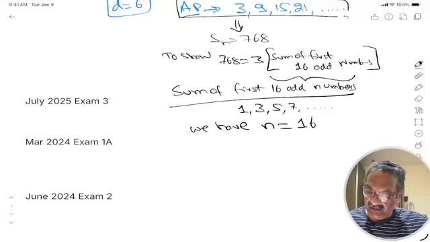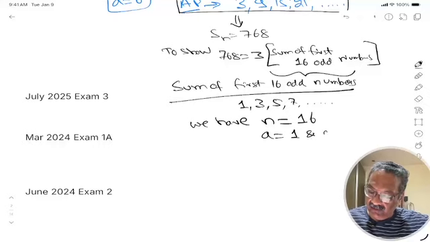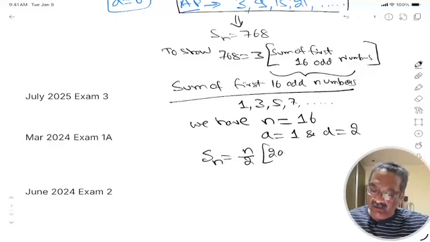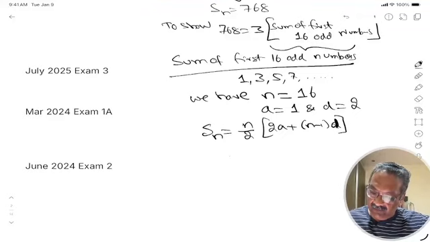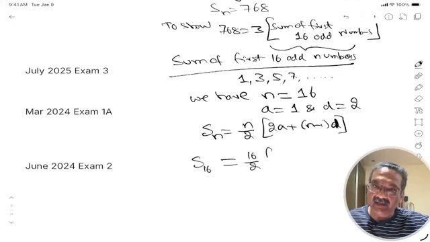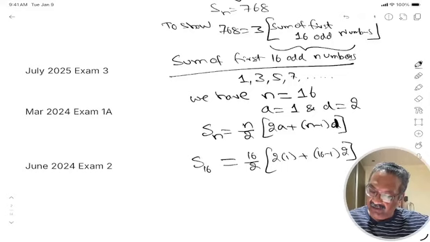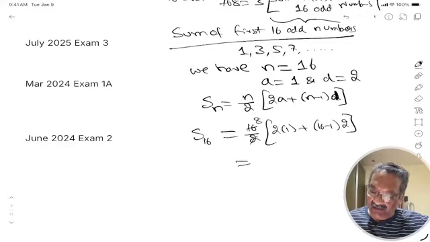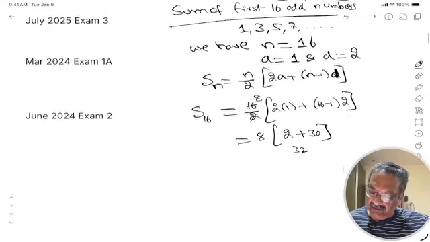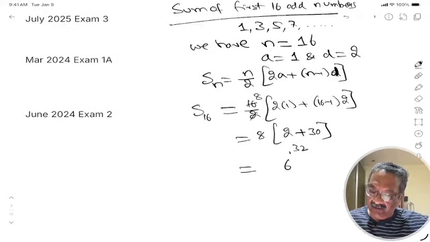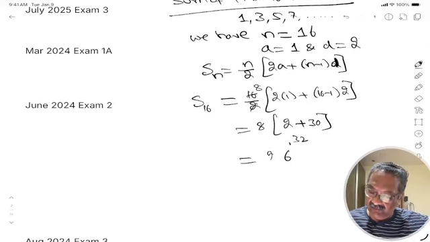This is an AP, a is equal to 1 and d is equal to 2. Therefore, Sn is equal to n by 2 into 2a plus n minus 1 d. So we have S16 is equal to 16 by 2 into 2 into 1 plus 16 minus 1 into d, which is 2. So 2 ones are 2, 8 into 2 plus 15 twos are 30. So this is 32, 32 into 8, 8 twos are 16, plus 8 is 24, plus 1, 25.